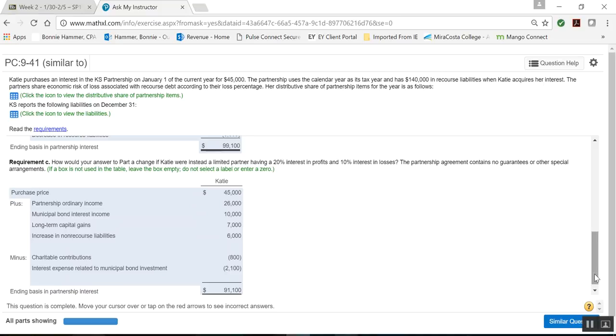She's a limited partner, and I screwed this up in my discussion with you guys yesterday at office hours. I went on and on about how a limited partner gets a share of recourse debt. No, they don't. They don't get any share of recourse debt unless there are special arrangements made in the partnership agreement, and they have to be at economic risk for that liability, that recourse debt.